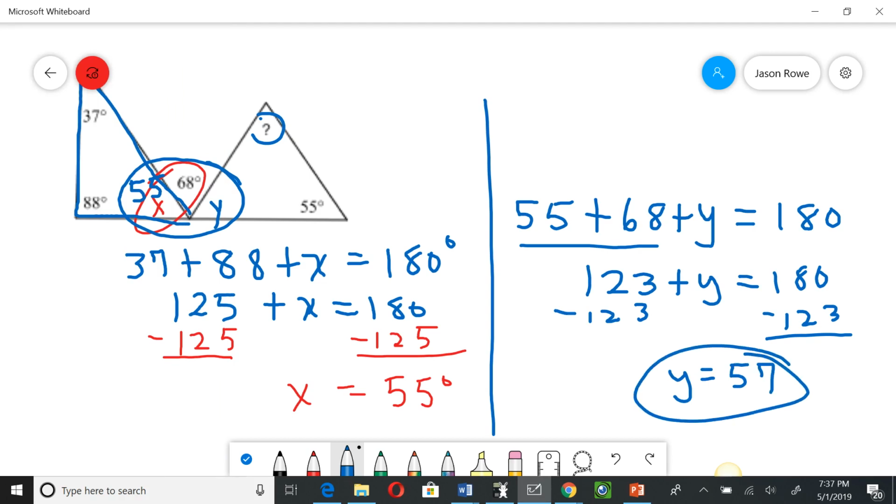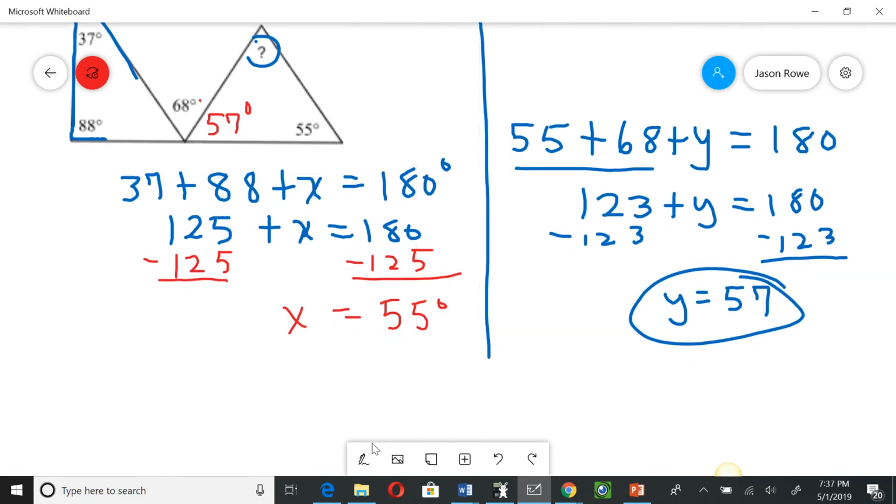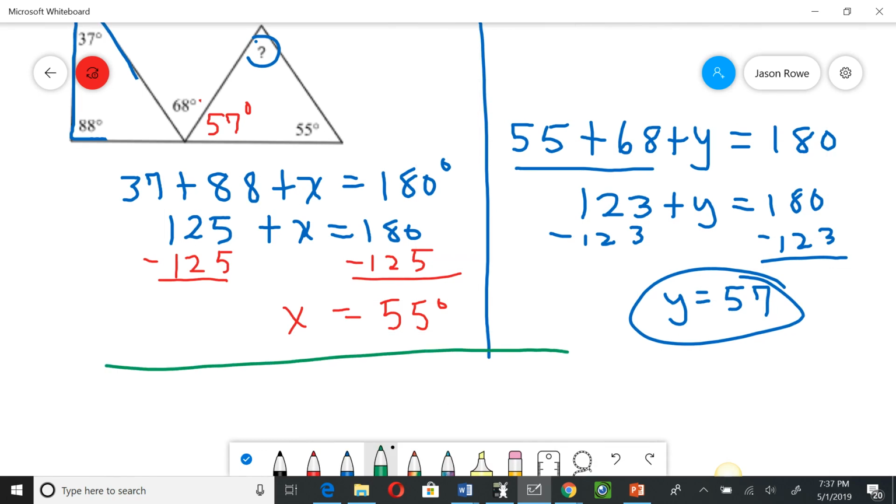So we've got this angle right here is 57. Let me erase some of this stuff so we know where we're at. We just figured out that this angle is 57 degrees. So now we're going to use 57 and 55 to figure out x. I'm going to write the equation, then we'll scroll up a little bit. So we have 57 plus 55 plus x is going to equal 180 degrees.